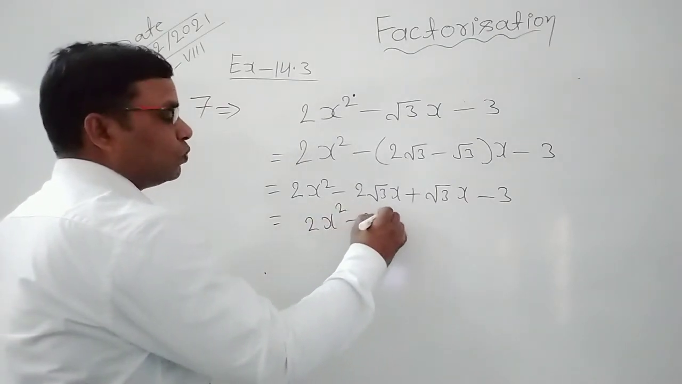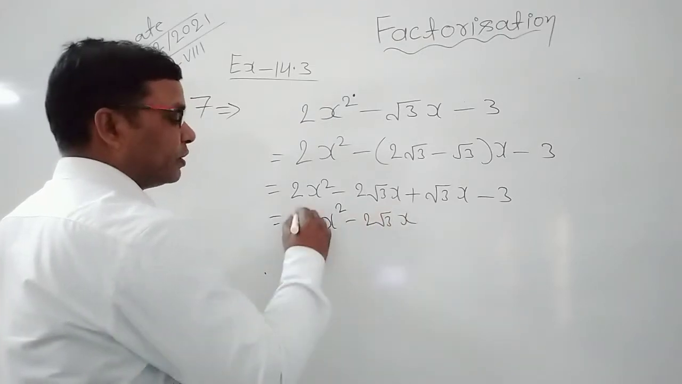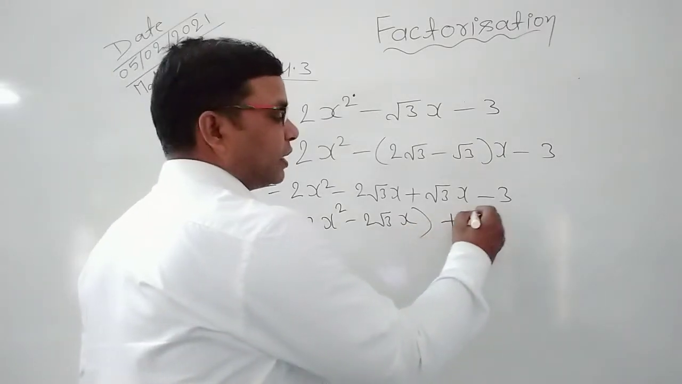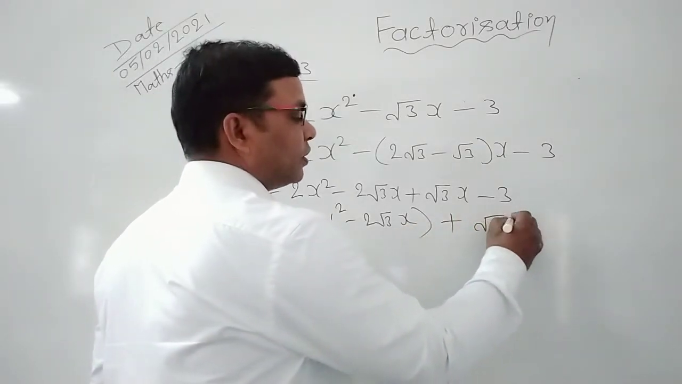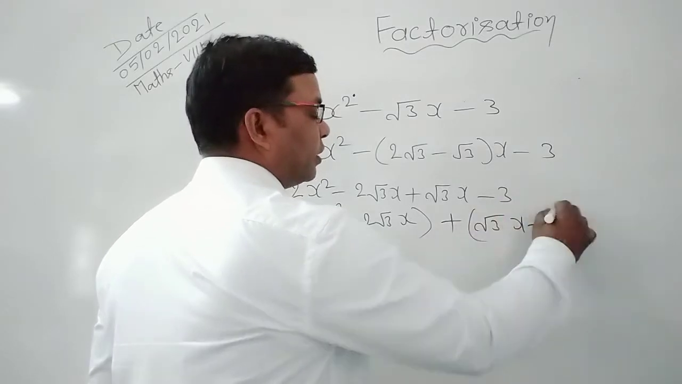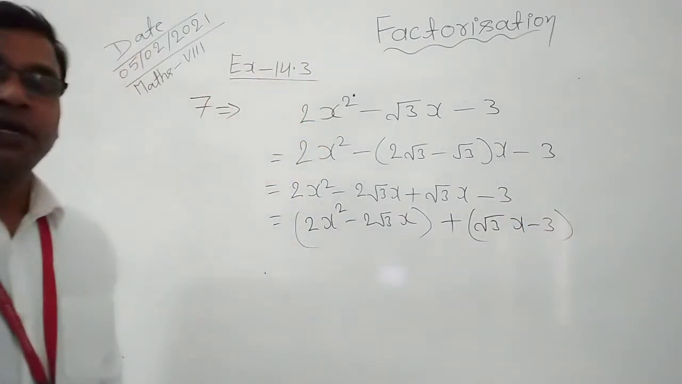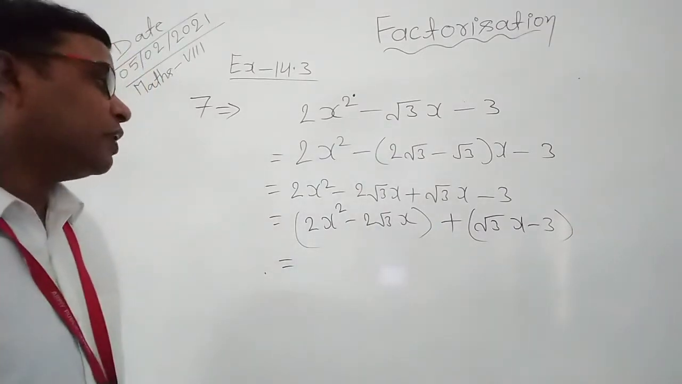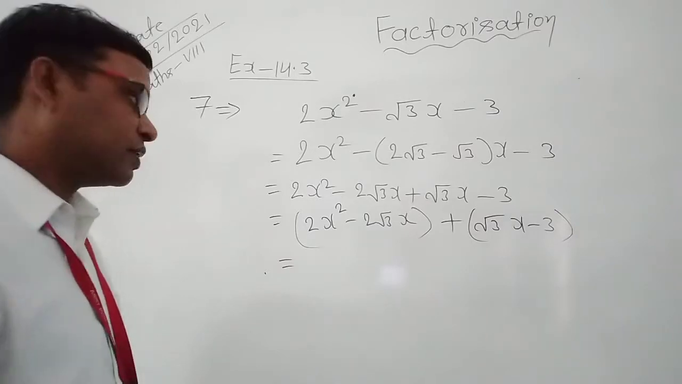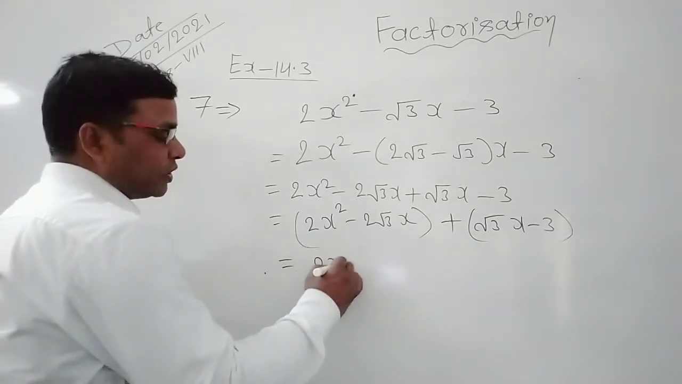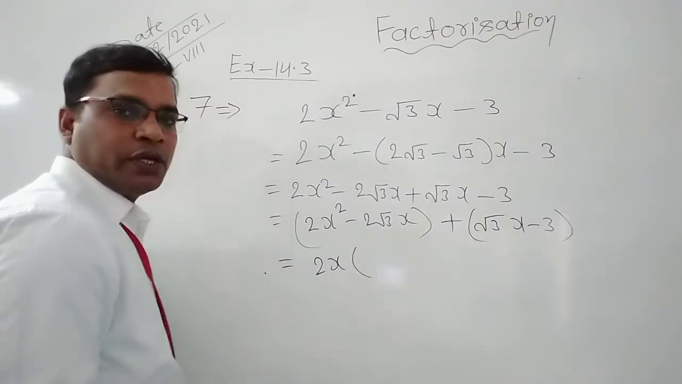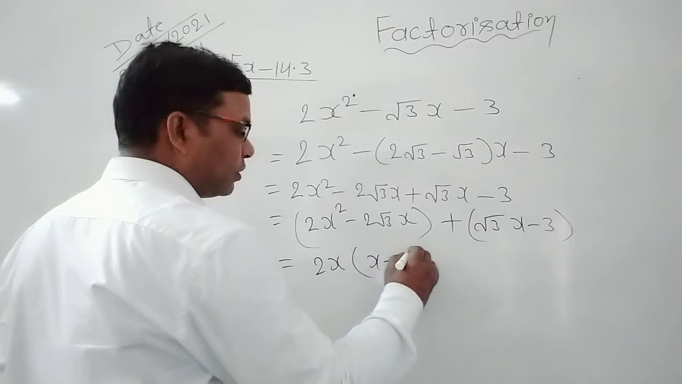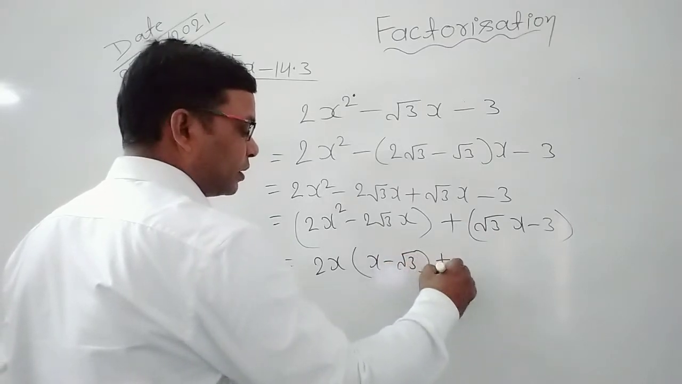2x square, 2 root 3 into x, you can make it in first group, and the last two terms we take in second group: root 3x minus 3. This is clear? Now in the first group, what is common between them? Obviously, we can say 2x is common between them. After taking common, you get here x minus root 3 plus.